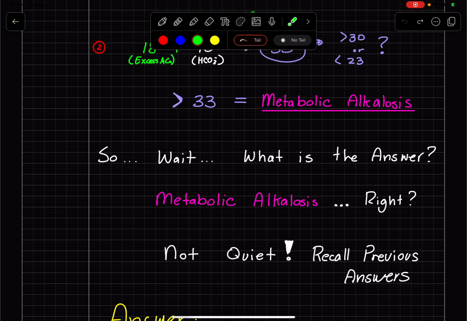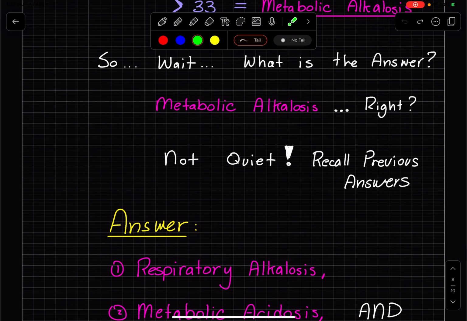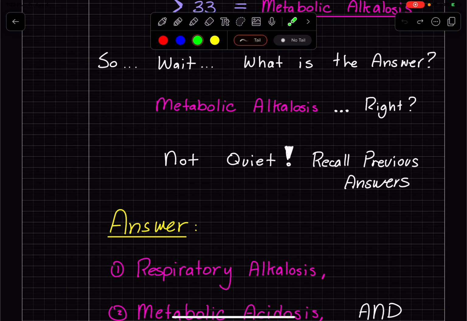Okay, so wait. So what is the answer? It's metabolic alkalosis, right? So if you go A, B, C, D, E, you're going to choose the one that just says metabolic alkalosis, right? No. Remember, when you're doing these on your paper in the test, as soon as you get done with one of the rules or get done with solving something, circle it. Circle it on your paper so that you say, oh, yeah, don't forget to come back and put this back in as one of my answer choices.